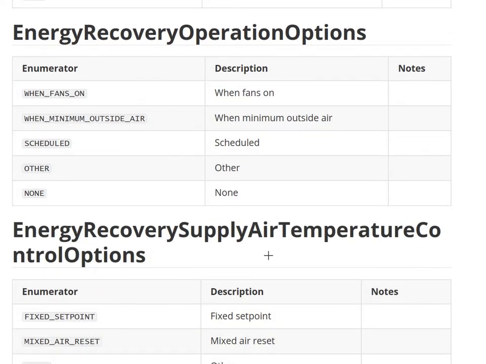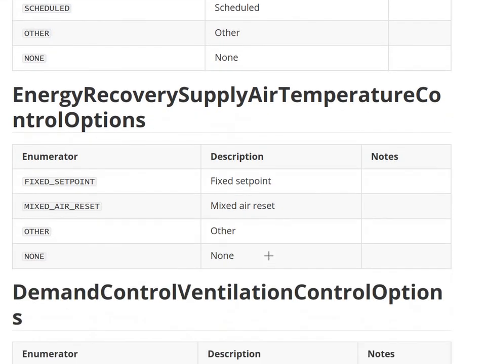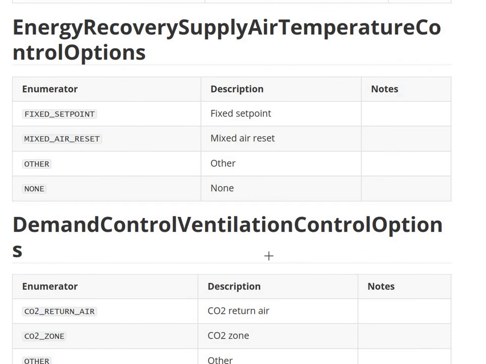As far as the next enumeration, this has to do with energy recovery operation options. So this is what type of operation the controls have. So does it operate anytime fans are on, when there's minimum outdoor air, or some other type of scheduled or other operation? And then finally, a temperature control option. This describes whether the energy recovery runs at a certain fixed set point or whether there's a reset based on mixed air set point.